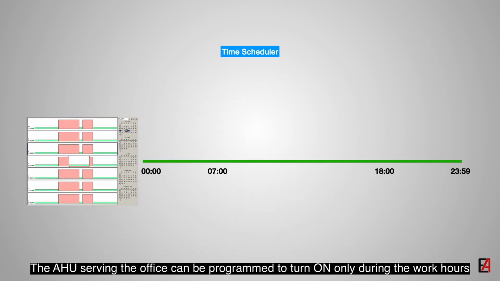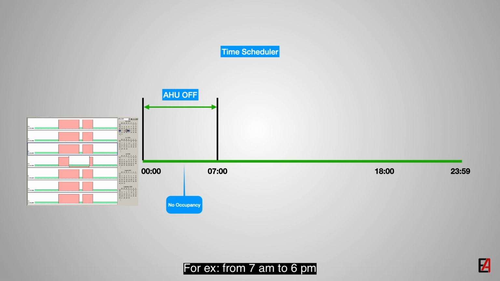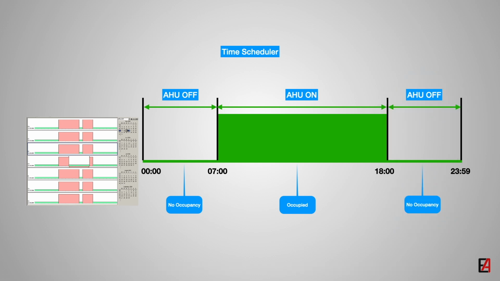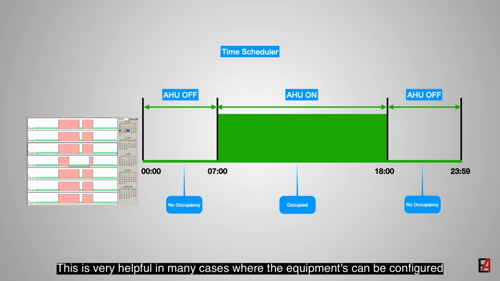The AHU serving the office can be programmed to turn on only during the work hours from 7 a.m. to 6 p.m. and after 6 p.m. till the next day 7 a.m. the equipment will be turned off to save energy. This is very helpful in many cases where the equipment can be configured to turn off when there is no occupancy in the building.